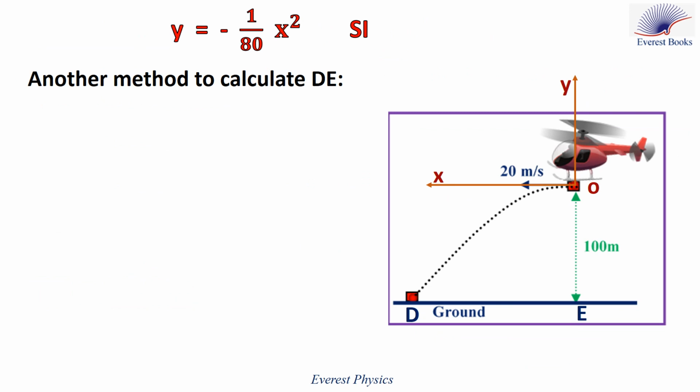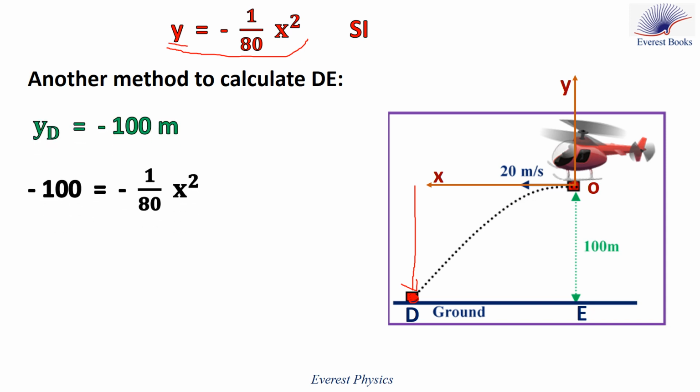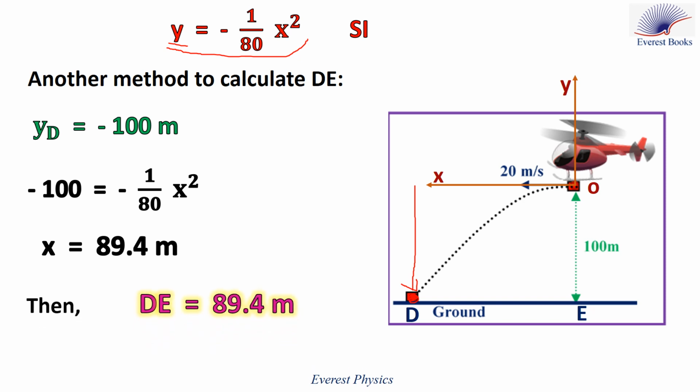Also, we have another method to determine the distance dE, using the equation of the trajectory proved before. Look at the figure. The ordinate of the point D is minus 100 meters. So replace y by minus 100, we get this equation. So x equals 89.4 meters, but the distance dE is equal to the abscissa of the point D. Therefore, dE equals 89.4 meters.